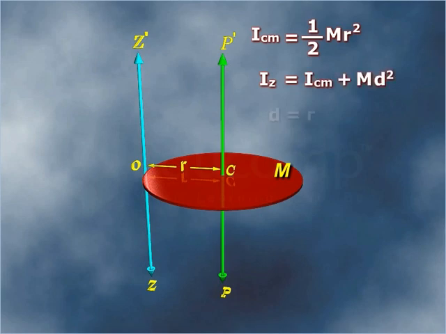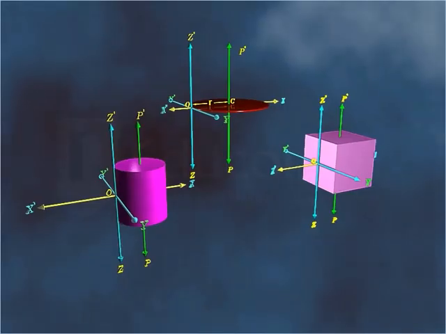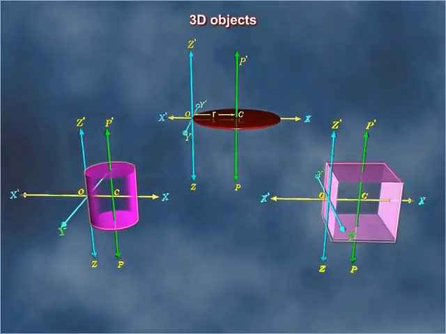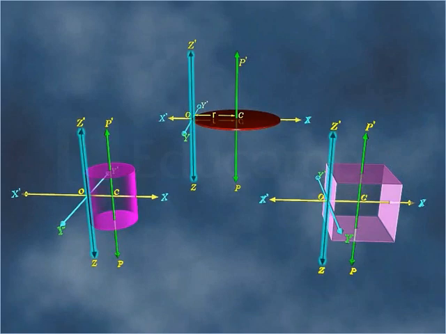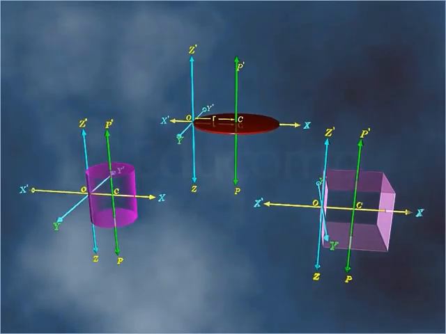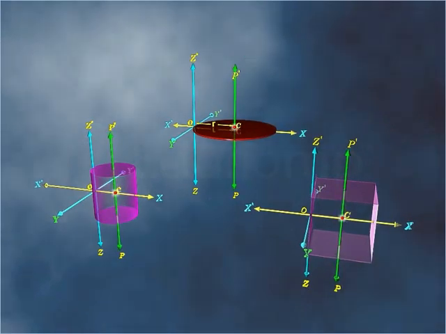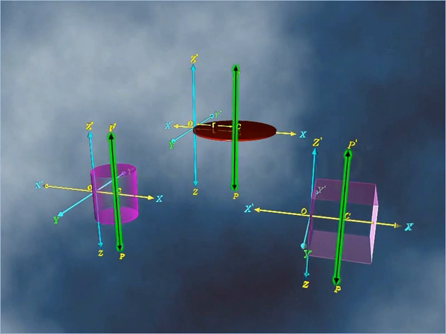Here, as d is equal to r and Icm is half mr square, the moment of inertia Iz is found to be 3/2 mr square. Thus, you can note that the theorem of parallel axis is applicable to three-dimensional as well as to two-dimensional objects along a specified axis if you know the moment of inertia of a body about a parallel axis through its center of mass and the distance of the parallel axis from the specified axis.